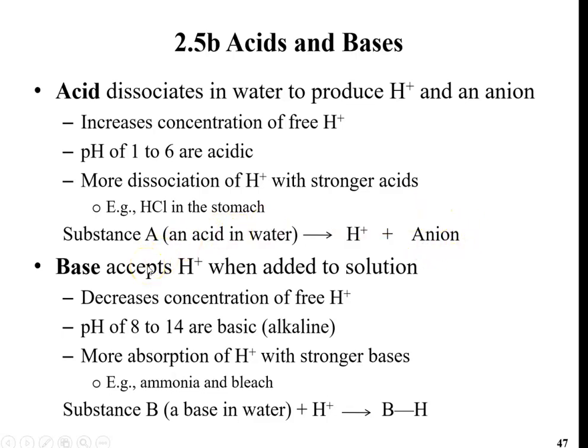Bases, instead of donating hydrogen ions, accept hydrogen ions when added to a solution. This decreases the concentration of free hydrogen ions there are to interact with other molecules. On a pH scale, a pH of 8 to 14 is basic or alkaline, and there's more absorption of hydrogen ions with stronger bases. So ammonia and bleach would be examples of strong bases. And this is showing substance B plus a hydrogen ion go to this molecule where B and H are attached.